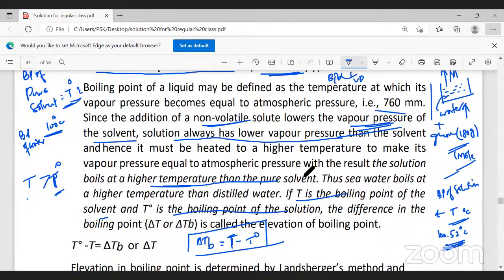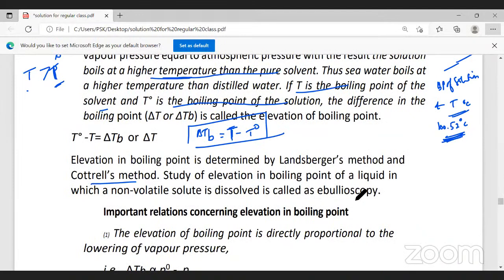So elevation in boiling point can be determined by various methods. One is Landsberger's method, another is the Cottrell method. Study of elevation in boiling point of a liquid in a non-volatile solution is known as ebullioscopy. I already told you that elevation in boiling point is also called ebullioscopy.